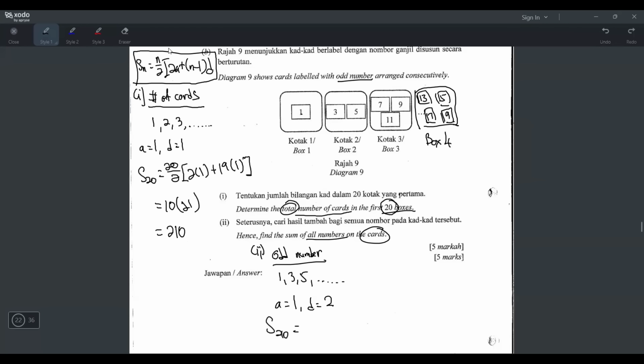Okay, hopefully you understand. Now use the Sn formula. n over 2, so 210 over 2, big bracket, 2a plus n minus 1 times d. n minus 1 will be 210 minus 1, which is 209. And then times d, which is 2, and the a here is 1. Right? Okay, now we just have to press the calculator.